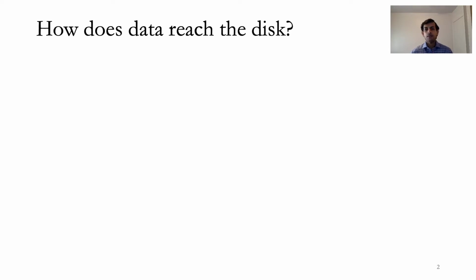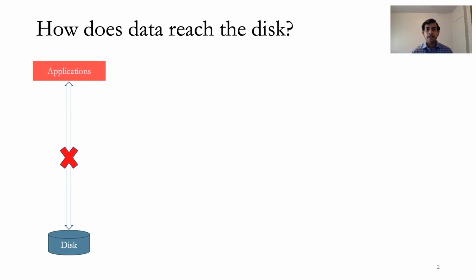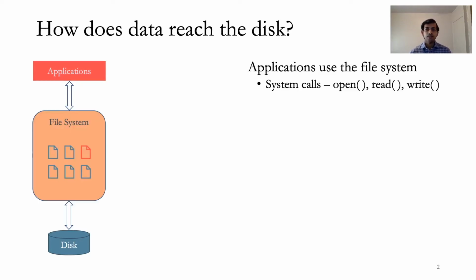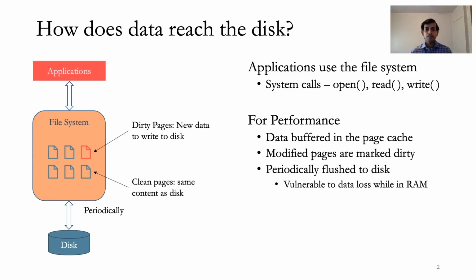We'll start with a little bit of background on how data reaches the disk, as fsync plays an important role here. Generally, applications don't interact with the disk directly. Instead, they use the file system through system calls such as open, read, and write. However, when they use this write system call, the file system doesn't really write to disk immediately. It buffers it in the page cache and marks those pages dirty. Once in a while, the file system will flush these dirty pages to disk.